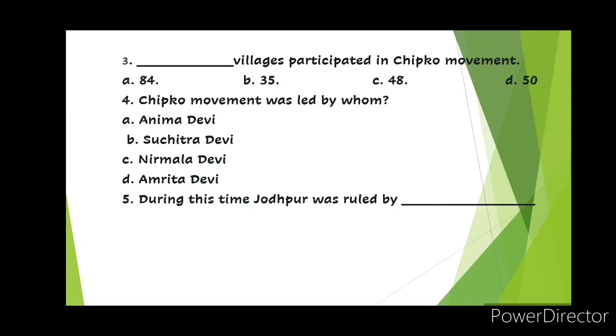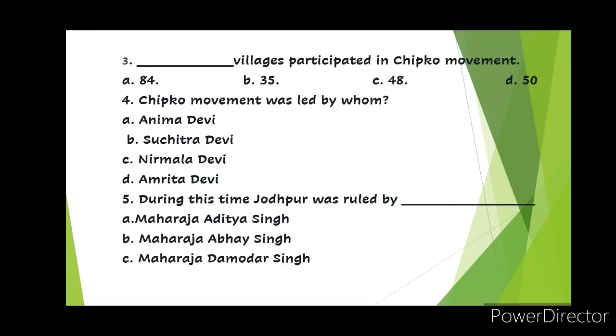The next question is, during this time Jodhpur was ruled by whom? When the first Chipko movement started in the Bishnoi community, in the Khejadi village, who was the king of Jodhpur? Maharaja Aditya Singh, Maharaja Abhay Singh, Maharaja Damodar Singh, or Maharaja Digvijay Singh? You have to write down the correct option. So I hope you will write down the answer.